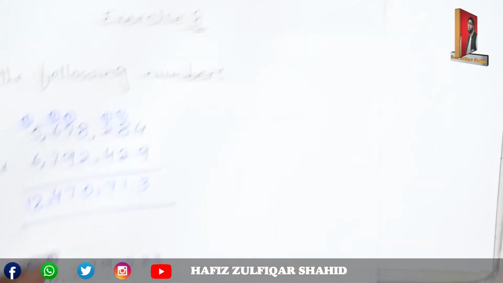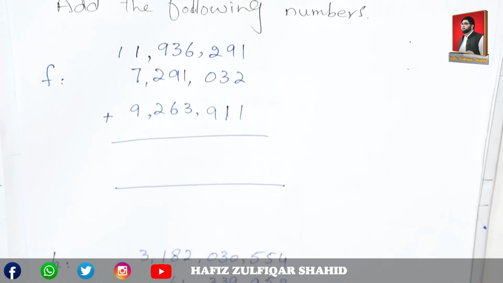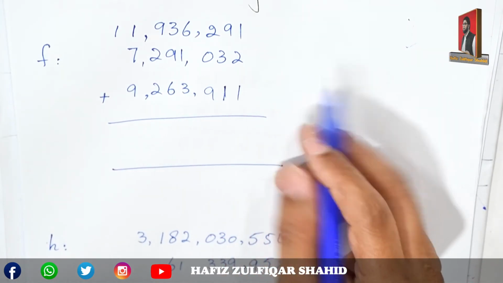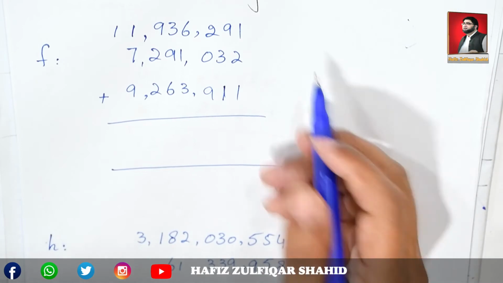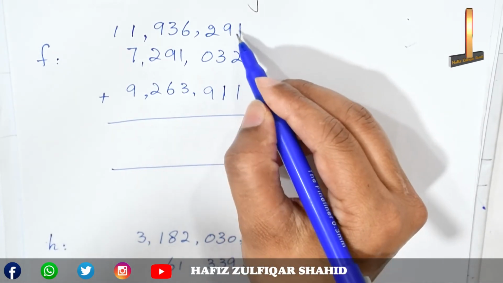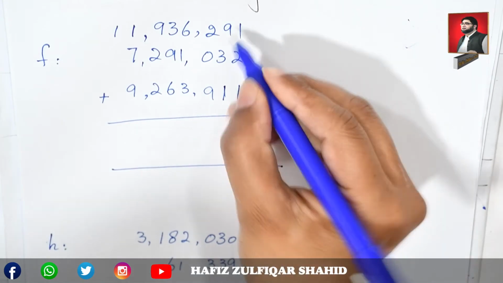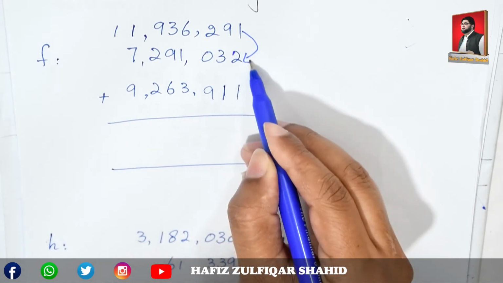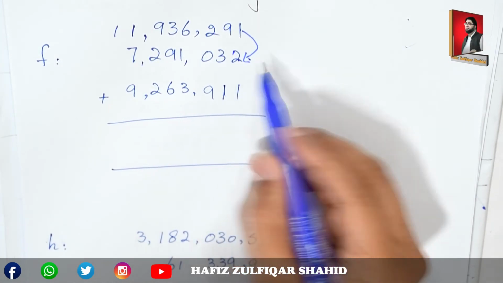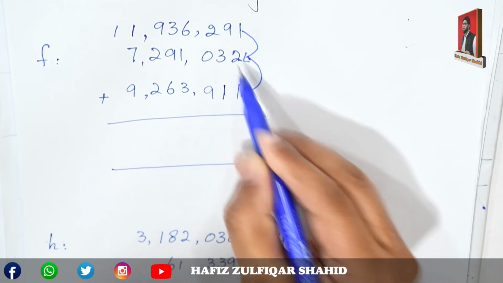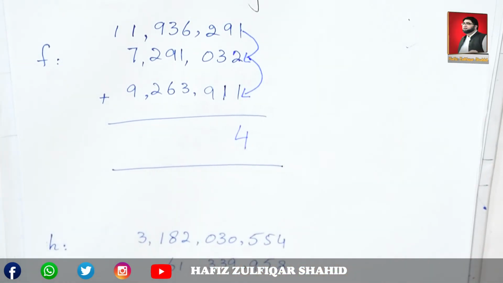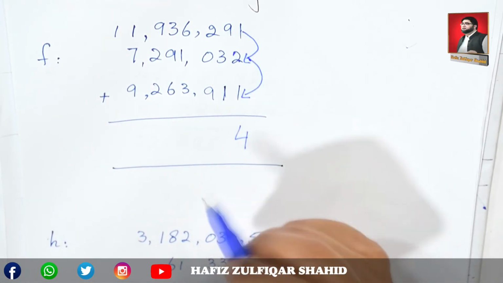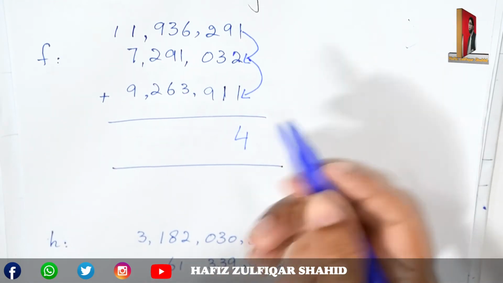Let's see what we have to do in exercise 8. Next part, I am doing F part. You can solve each of the questions with the same process. Now we have 3 numbers to add. Add the first 2 digits, then 1 and 2, 3. Now add 1, 3 and 1, 4. This is the process to add three numbers. Add the first two numbers, then add the third number to the answer.